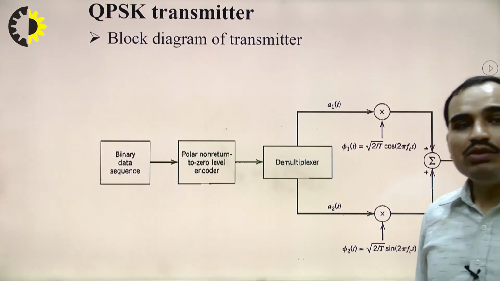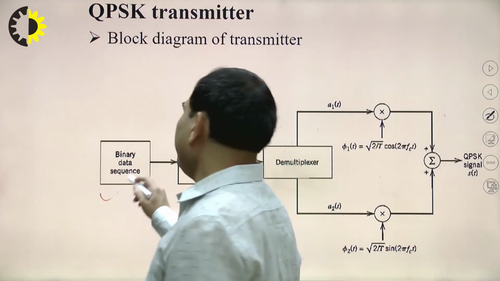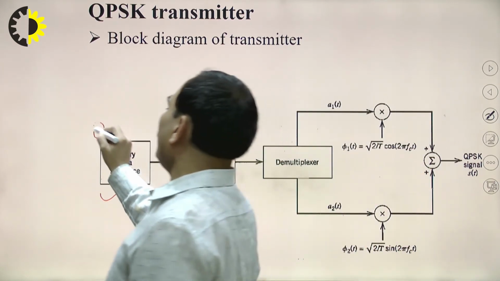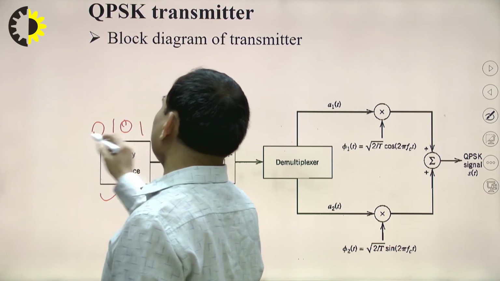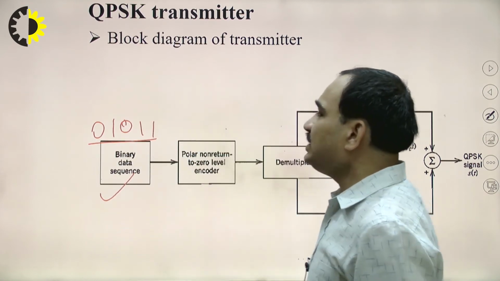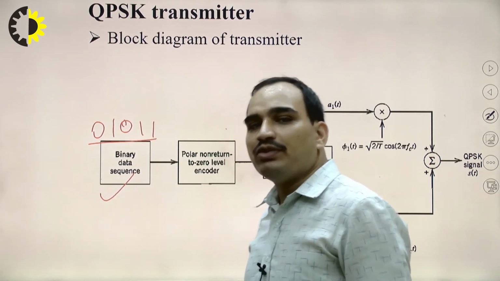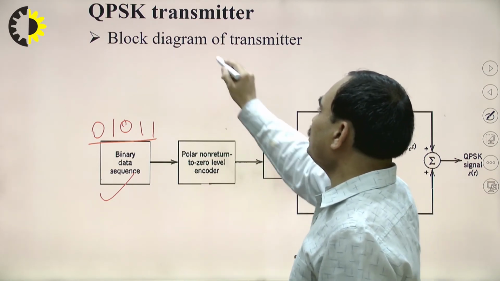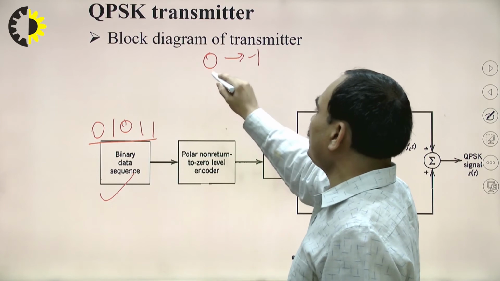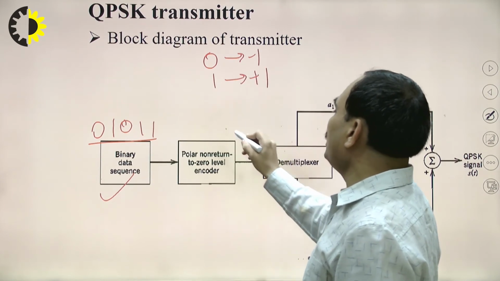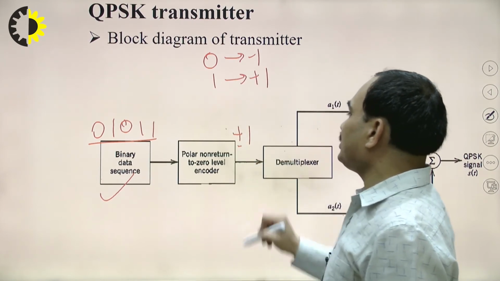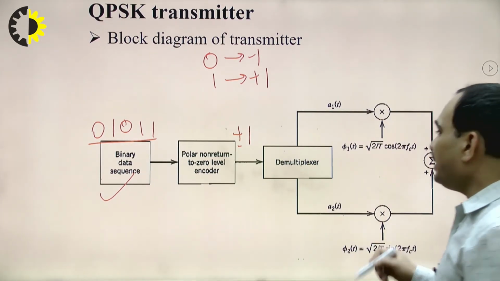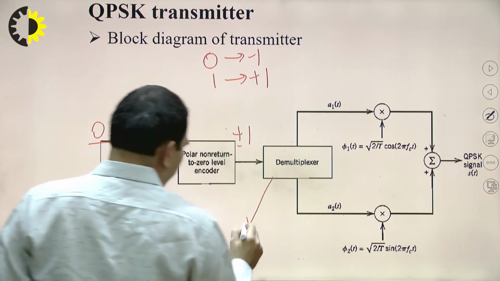So, the block diagram of the transmitter. Here we have the binary data sequence, which is first converted to polar form, that is, the 0s and 1s are converted with the help of the polar converter. 0 is represented by -1 and 1 is represented by +1. So in terms of polarity, plus or minus 1, it is converted and then given to the demultiplexer, which separates out the odd and the even bits.